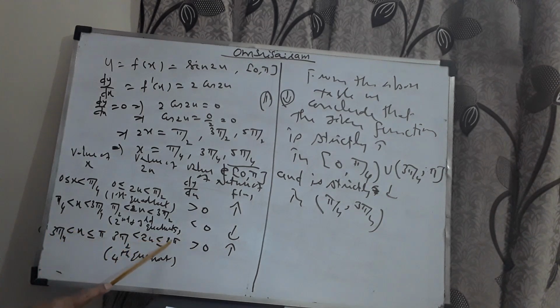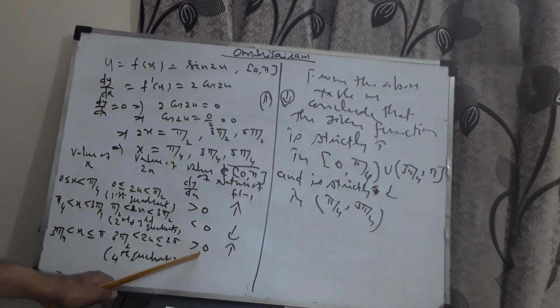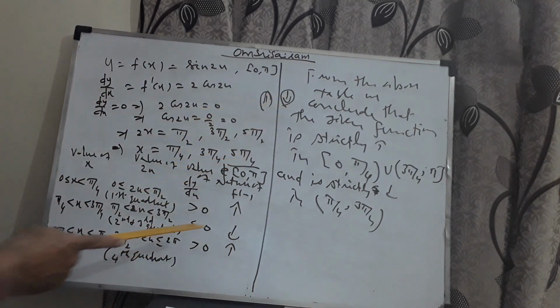3 pi by 4 less than x less than or equal to pi. 3 pi by 2 less than 2x less than or equal to 2 pi. It's an angle in the fourth quadrant. Fourth quadrant cosine is positive. 2 cos 2x is positive. dy by dx is positive. Function is increasing.